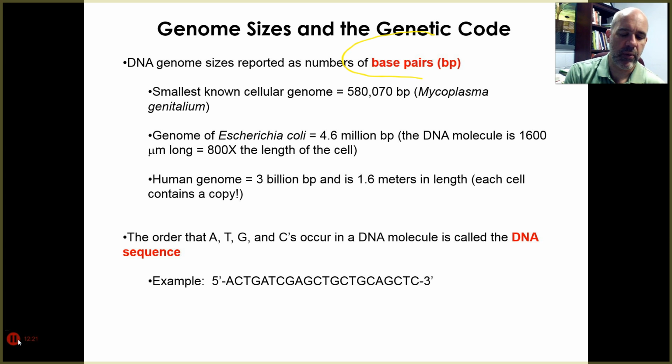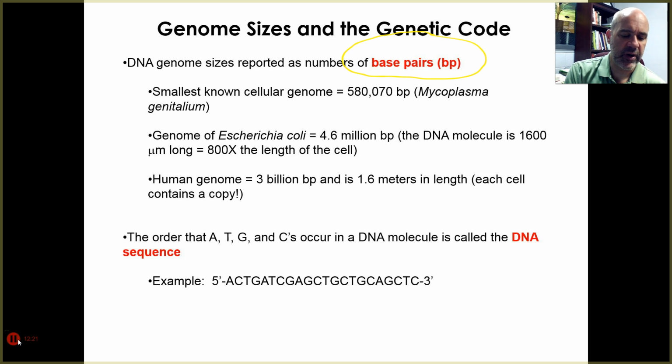All right, as I mentioned on the last video clip, genome sizes, DNA molecule sizes, those are typically reported in what we call base pairs. So an A and T is a base pair, GC is another base pair, CG is another one, etc. So the lengths of DNA molecules are typically reported in how many base pairs you have on that DNA molecule or in an entire genome.